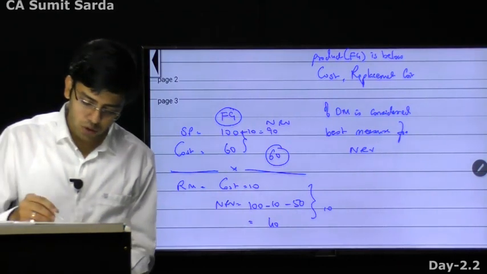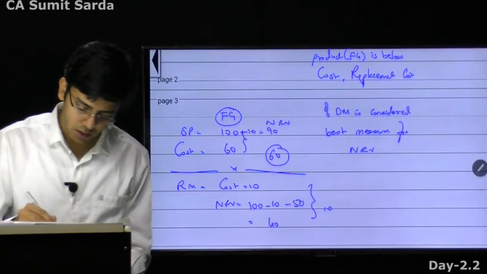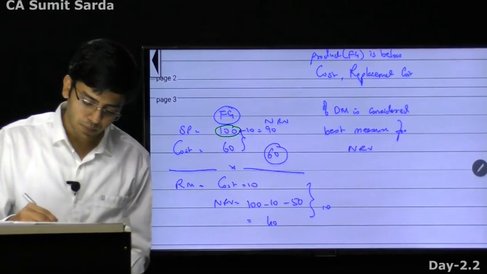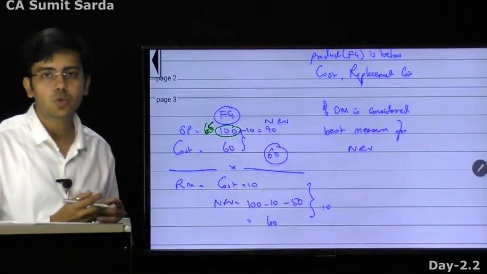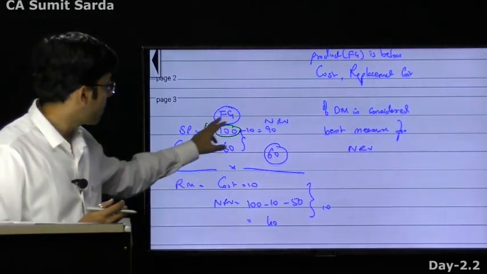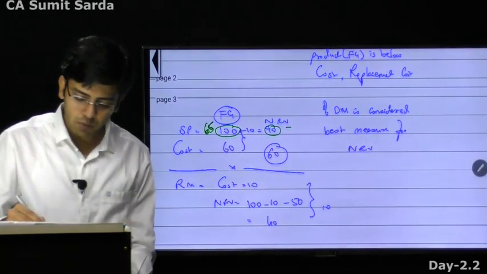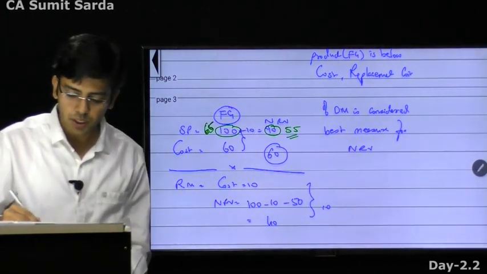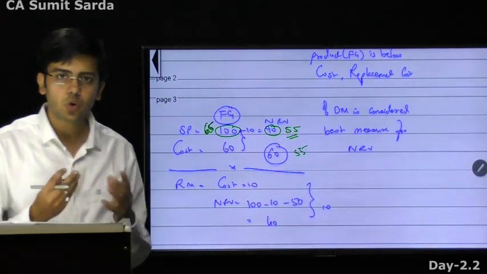But suppose the selling price is not 100, rather it is 65. Suppose the market price of the calculator has fallen to 65 rupees. So 65 rupees minus cost of sales 10 rupees makes the NRV 55. So 55 or cost 60, whichever is lower, you are going to measure the finished goods at 55. This is the concept of NRV.